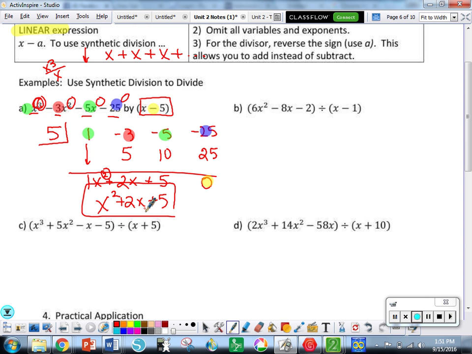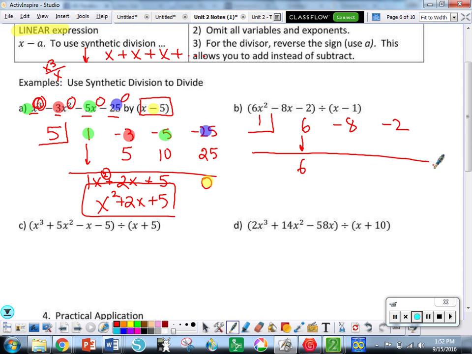Let's do another one. No more questions. Okay. First of all, where does the top line up? So I take a 6, a -8, a -2. That's it, right? What number goes right here inside the box? 1. Any questions with that part? Okay. The first number you do what with? Bring it down.